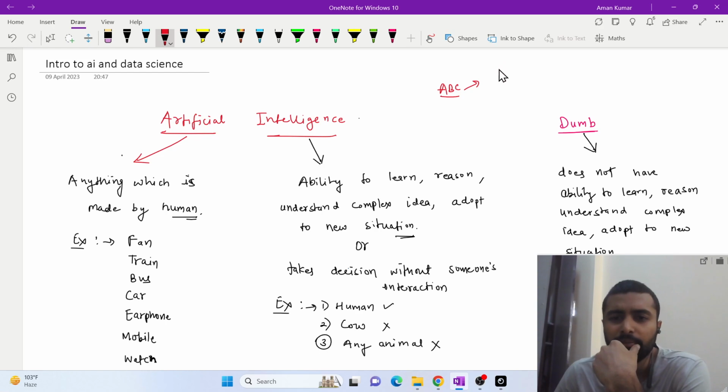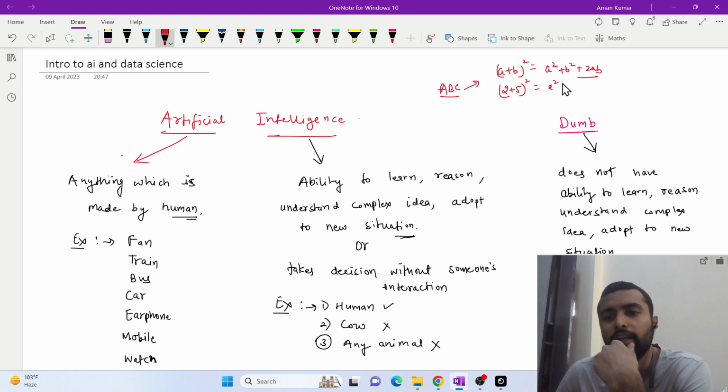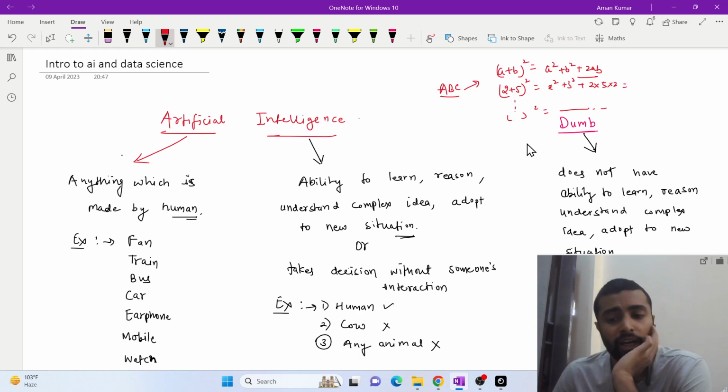So you taught them (a+b)^2 = a^2 + b^2 + 2ab. You have taught them this concept, and then you also gave an example like (2+5)^2 will be 2^2 + 5^2 + 2 into 5 into 2. You explained, and you gave many examples like this. Now at the end of explaining this concept, you ask ABC.